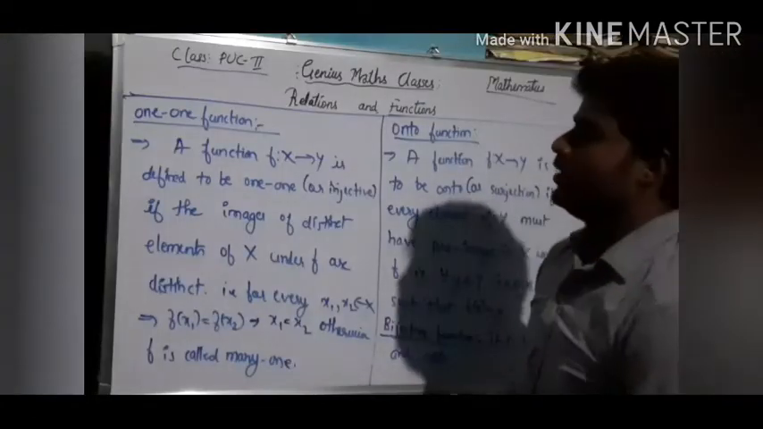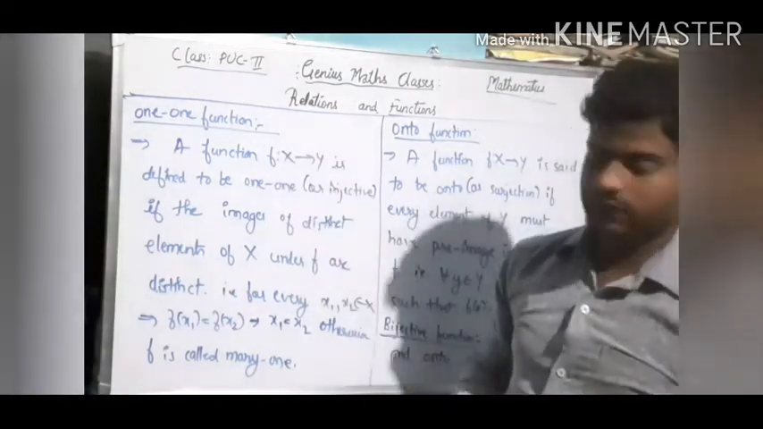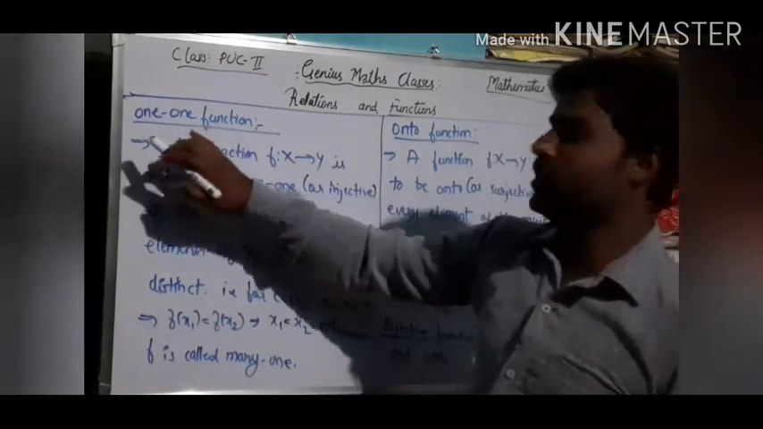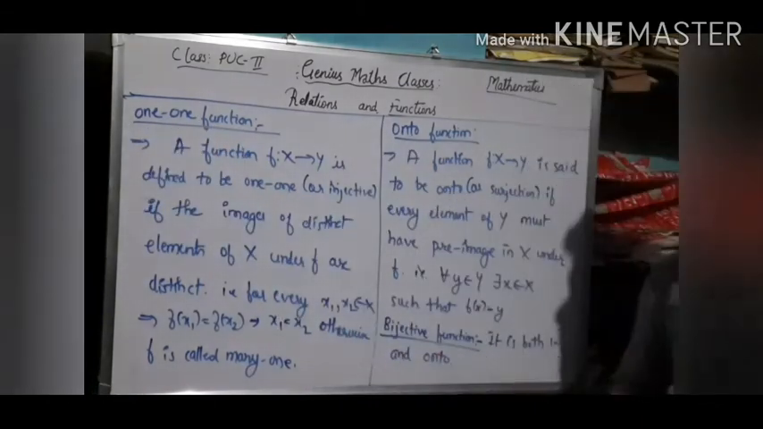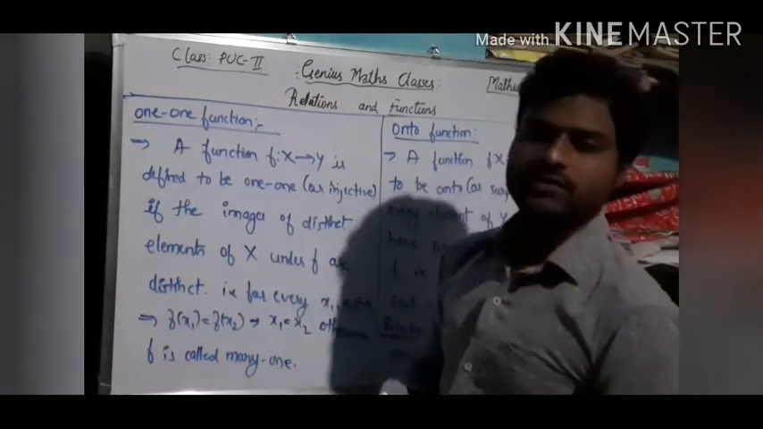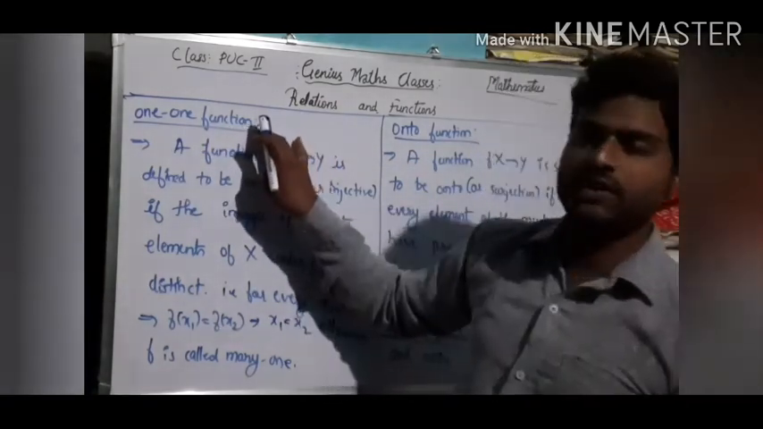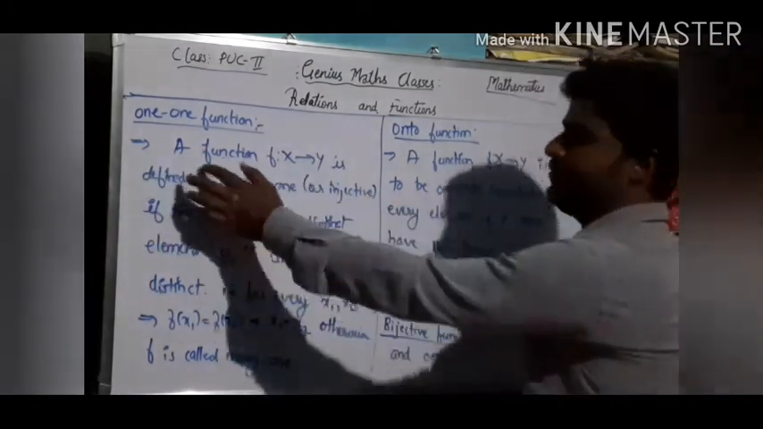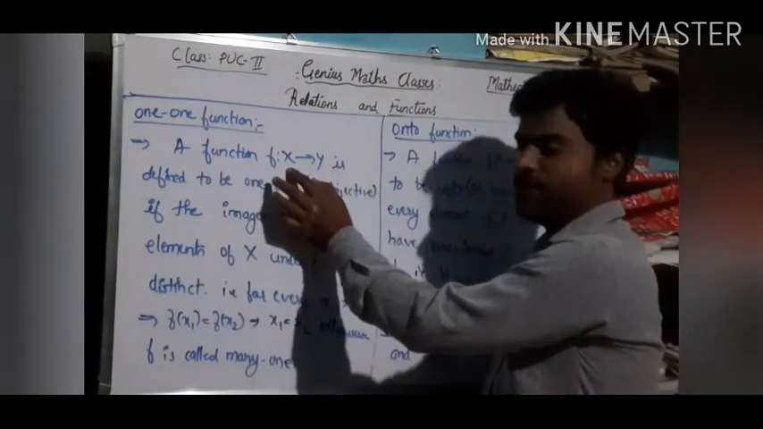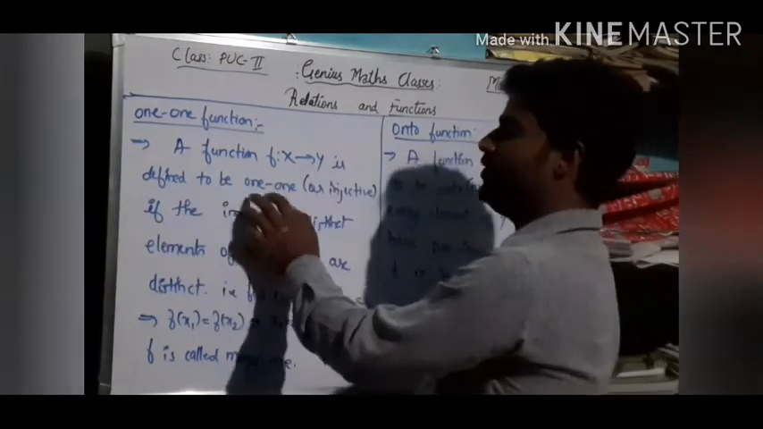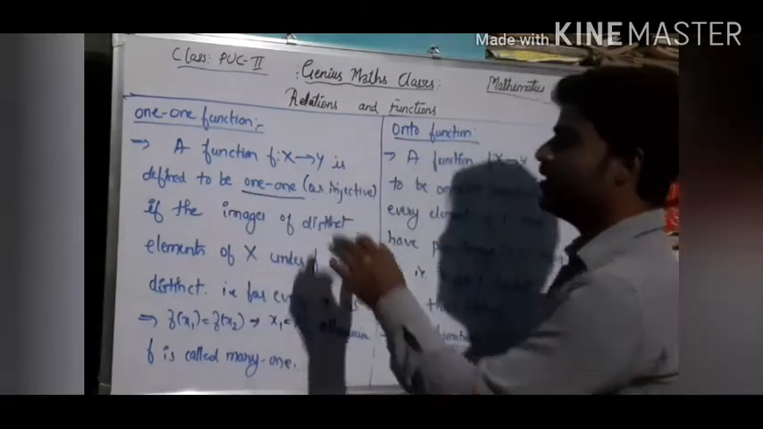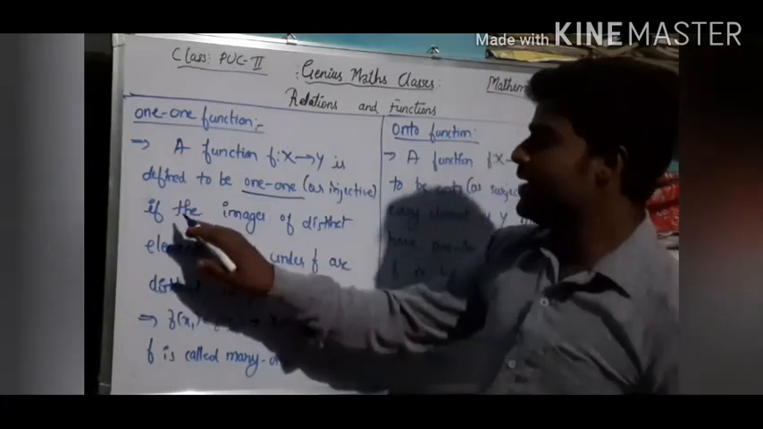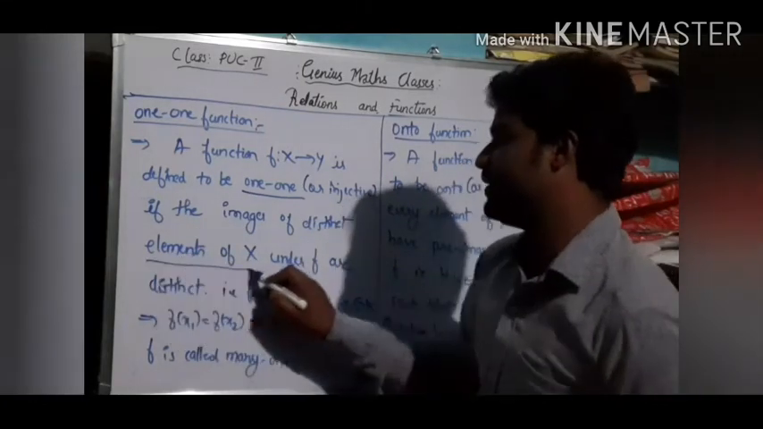Okay, so what I have discussed with a pictorial representation, I am now going to define formally: the one-one function, the onto function, as well as the bijective function. So the one-one function, which we observed in the pictorial representation, has this definition: a function f from x to y is defined to be one-one, or you can also call it an injective function, if the images of distinct elements of x.